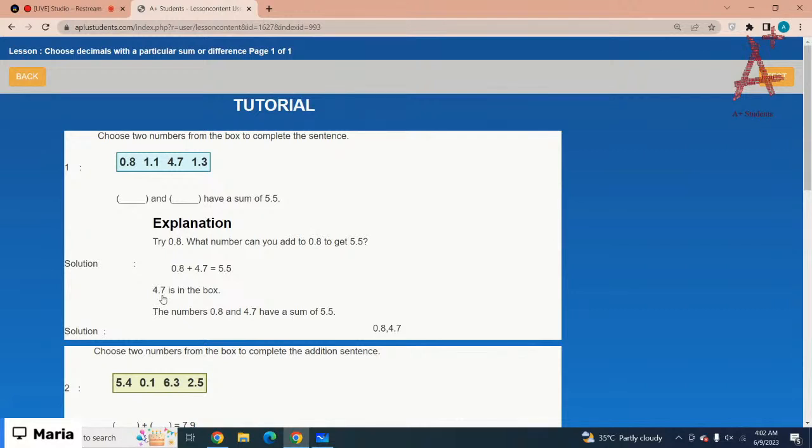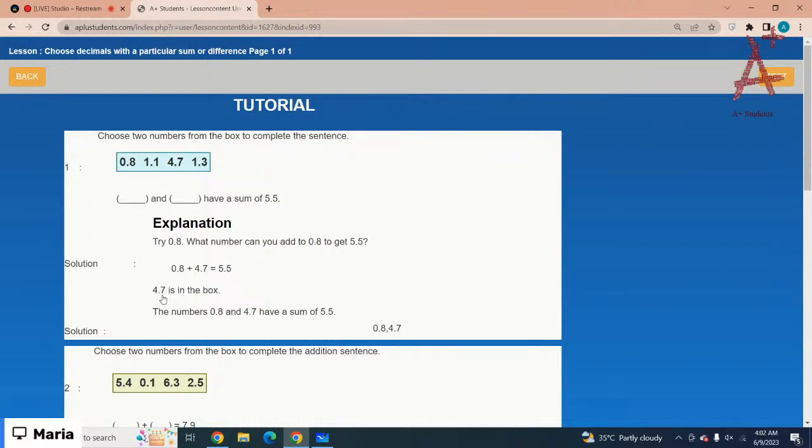Okay, so you have to choose two numbers from the box to complete the sentence. You have to choose two numbers that have the sum of 5.5. Got it? So start with two numbers. Let's start with 0.8. You have to check with every number, like 0.8 and 1.1. When you add 0.8 and 1.1, it would be 1.9. Got it? We have to find the one that has a sum of 5.5.